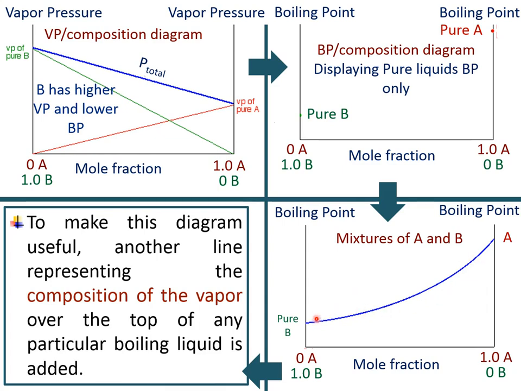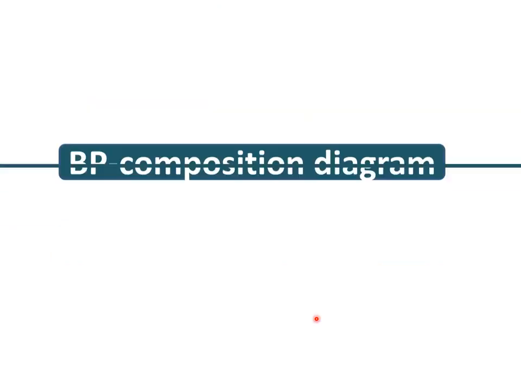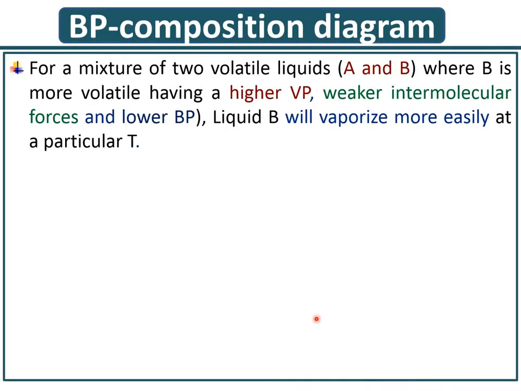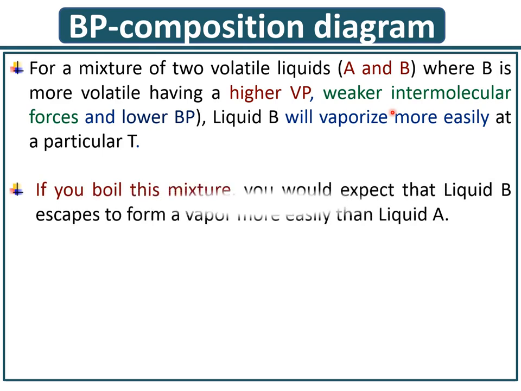not the composition in the solution phase. So for a mixture of two volatile liquids, A and B, where B is more volatile, B actually has a lower boiling point, which also indicates that it has weaker intermolecular forces. So liquid B will vaporize more easily at a particular temperature. This is known by default. If you boil this mixture, you would expect that liquid B escapes to form a vapor more easily than liquid A.